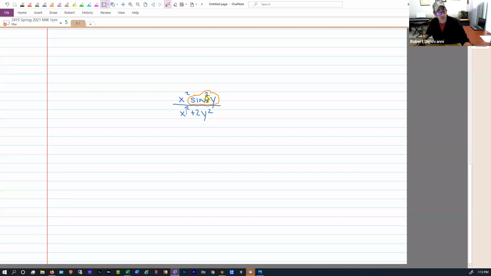So do you all agree with this inequality? This has to be smaller than or equal to x squared over x squared plus 2y squared. Do you all agree with that? In other words, I'm just replacing this with a 1 because that's the absolute biggest it could ever be, which means this is bigger than or equal to anything that this could be equal to. Y'all agree with that?